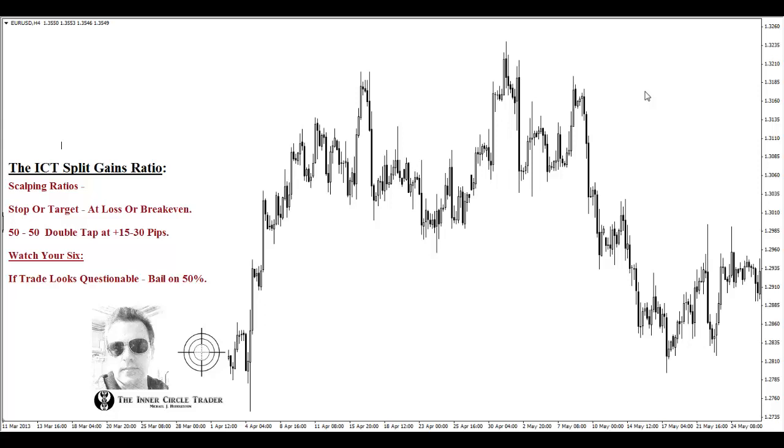If you're counter trend or out of sync from the 4-hour and daily, always watch your 6. You would look to take 50% of the trade off if the trade is questionable, and just manage it like you would if you're trading in sync. So it's really a generic way of looking at how I scale out profits and how I manage the position.